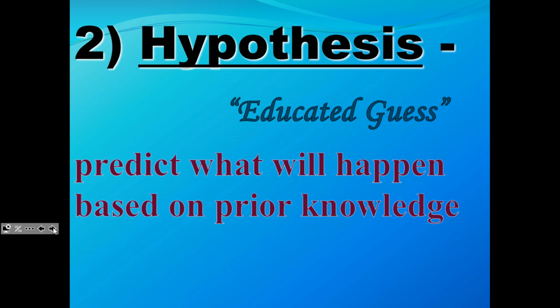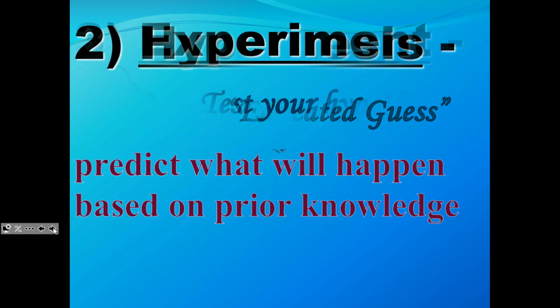The hypothesis is your educated guess. What do you think is going to happen? What do you think something's made out of? What do you think is going to happen when we mix these two things? It's a prediction of what will happen, but it's based on prior knowledge. That's why we call it an educated guess.